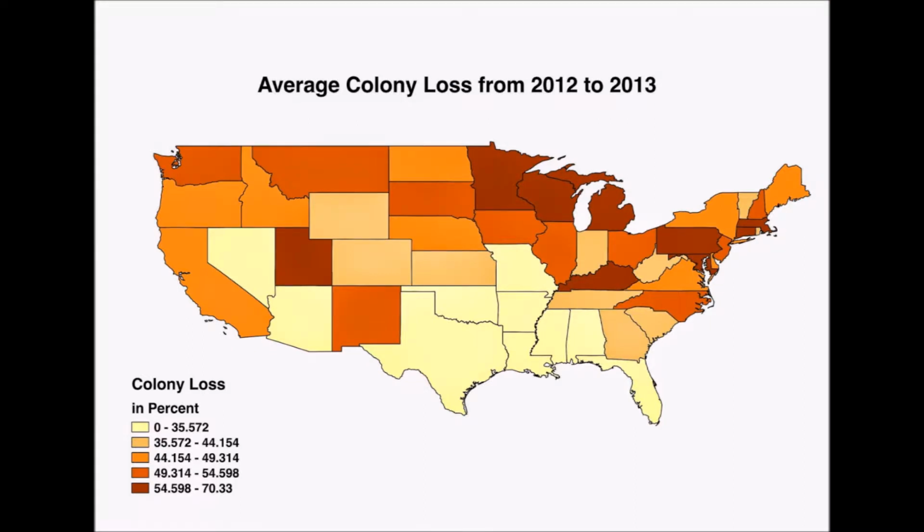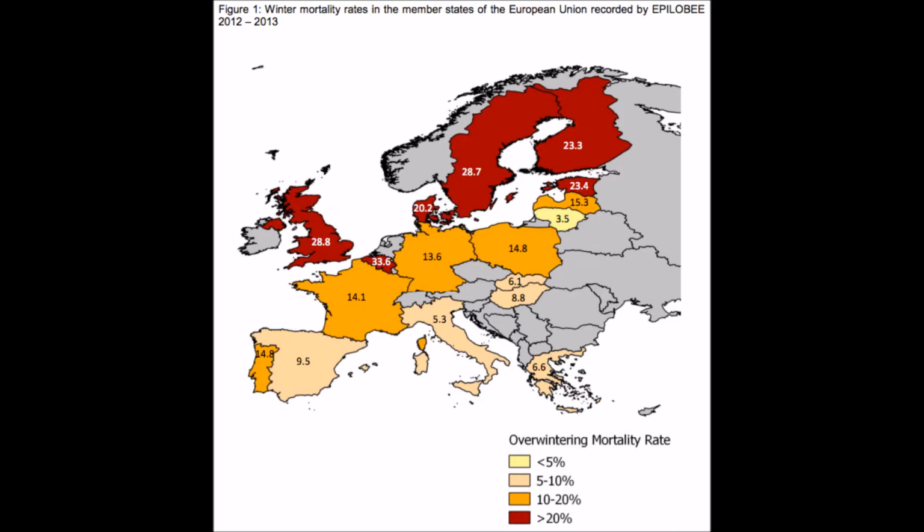Unfortunately, the death tolls from colony collapse disorder have hit North America the hardest, which has far higher colony loss rates than most of Europe.